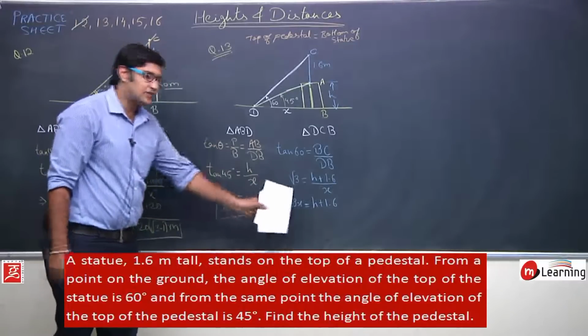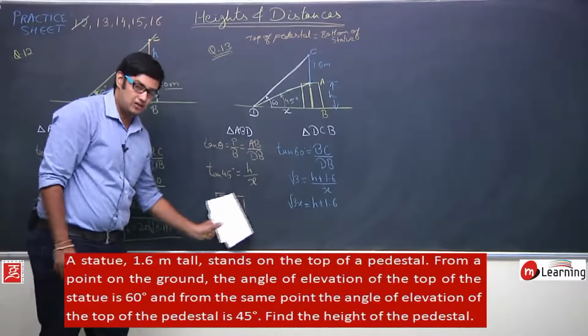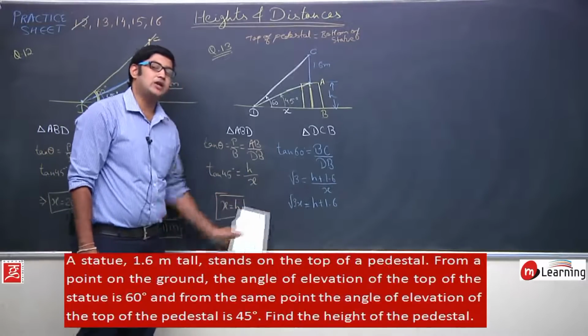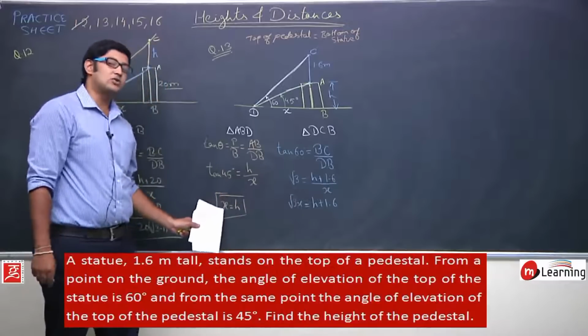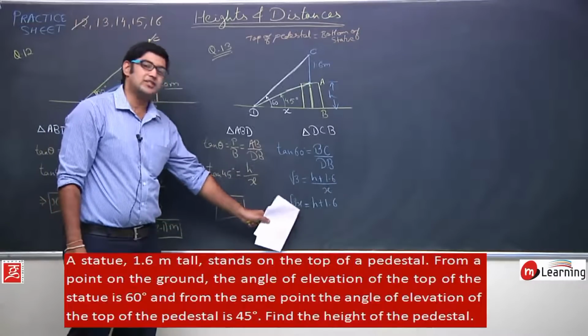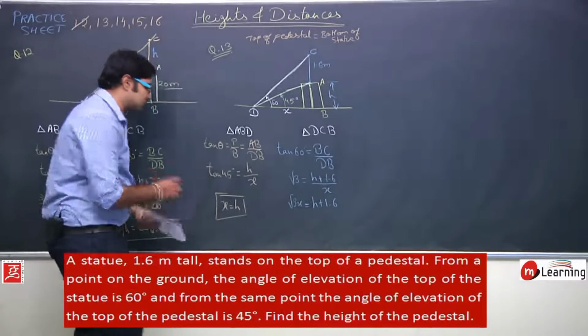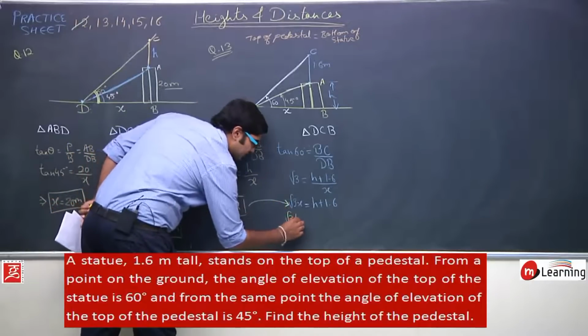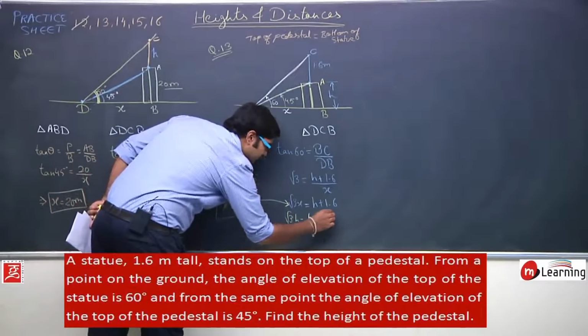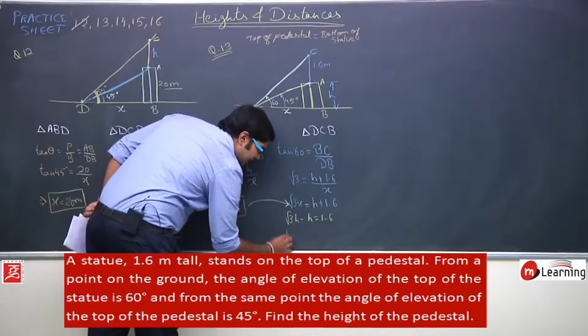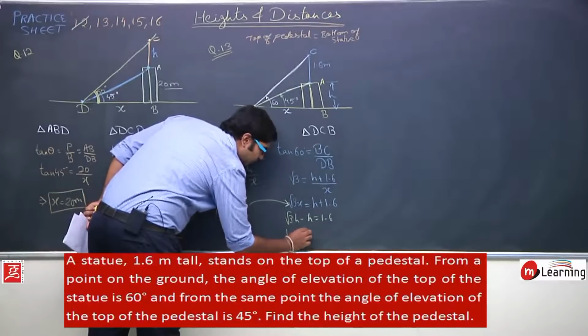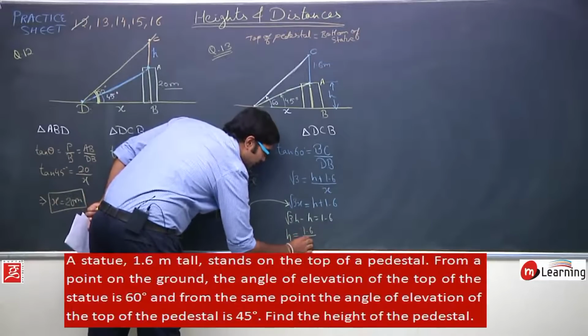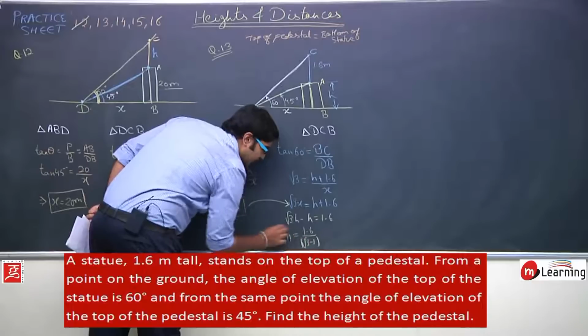Now I can see x and h are equal. So we have two equations and two unknowns. I can substitute x equals h in this equation. Just substitute this value and you will get root 3 h minus h is equal to 1.6. So you will get h is equal to 1.6 divided by root 3 minus 1.